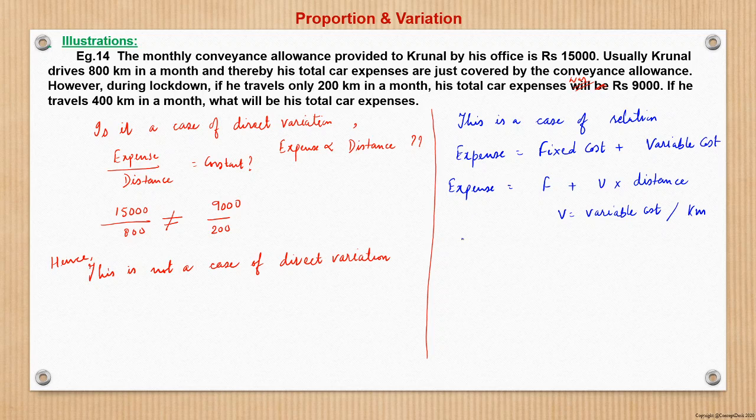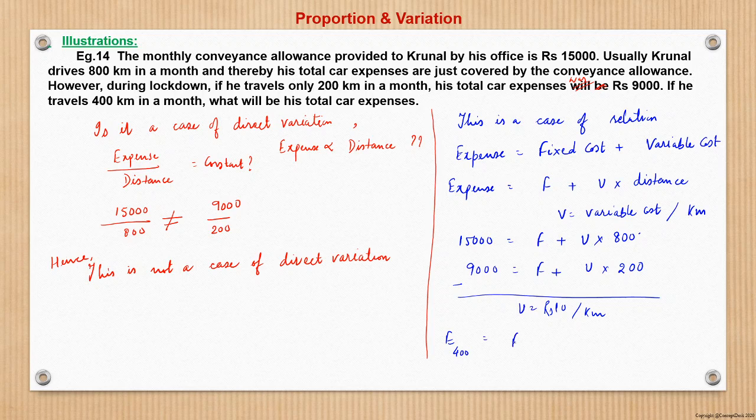Initially the expense was 15,000. Let the fixed cost be F only. Variable is V into distance, which was 800 kilometers. And in the second case, it is 9,000 rupees. Fixed cost per month will remain the same. Variable is V into distance, which was 200 kilometers. So from here, if we subtract, we will get V equal to 10 rupees per kilometer, right?